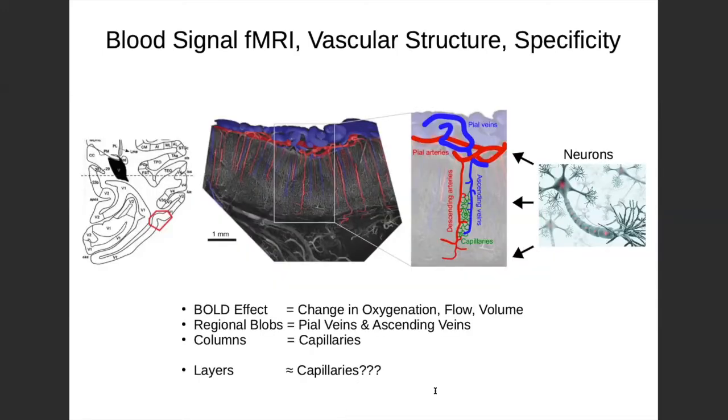As I said before, fMRI is a blood signal. We would like to investigate the activity of the neurons, but fMRI measures changes in the blood. This figure illustrates how the vascularization in the cortex looks. This is the visual cortex of a monkey. What you see here is that the vessels have a structure that is easy to see. Here in blue, you see the veins. In red, the arteries. The gray part here in the middle are the capillaries.